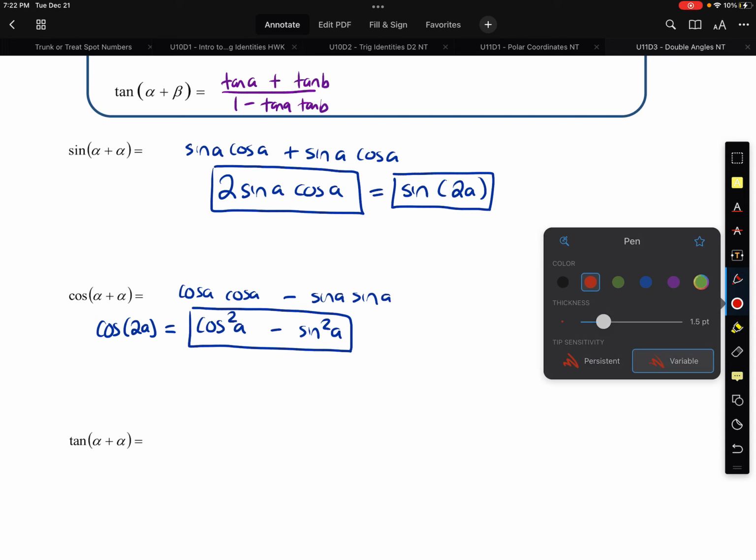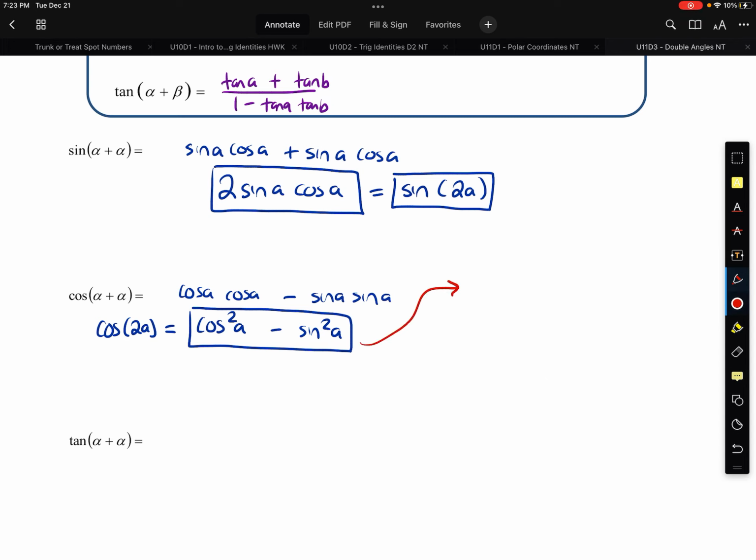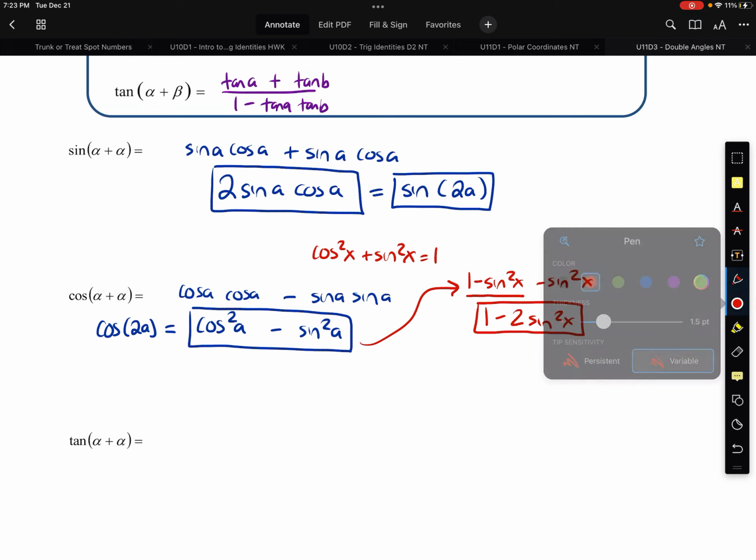Now, there is a variation here. What we know from a previous unit is that cos squared x plus sine squared x equals 1, and we can use that to help us derive variations of this formula. So I could sub in 1 minus sine squared x for cos squared x. By doing that, I get the variation 1 minus 2 sine squared x. So this is a second setup for our formula.